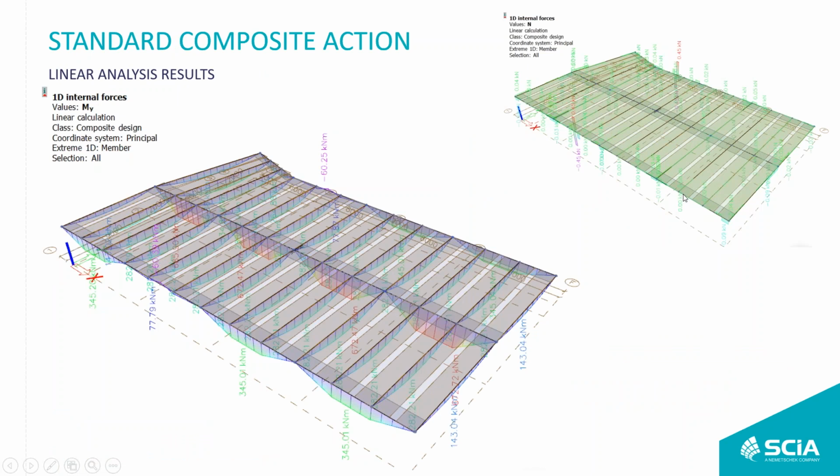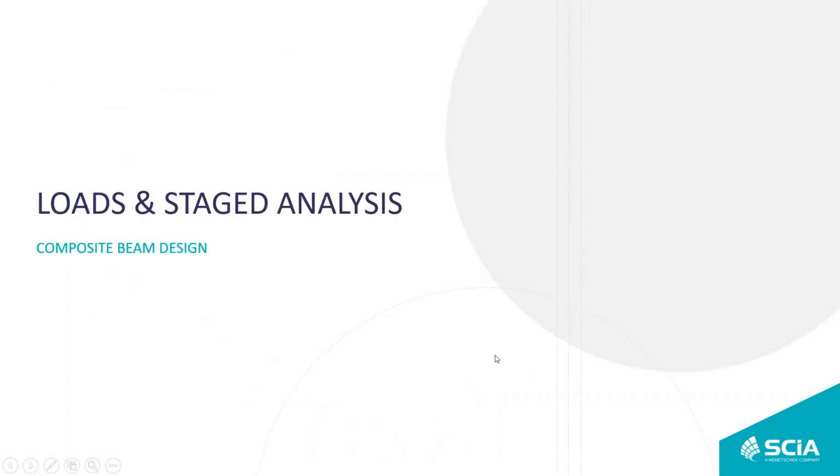I showed you linear analysis results with the assumption of rigid diaphragm and tributary areas, that everything works as simple beams, or if you remove the hinges, of course, here you will have negative bending moments. You can also do that, but the normal force is eliminated by using the standard composite action option.